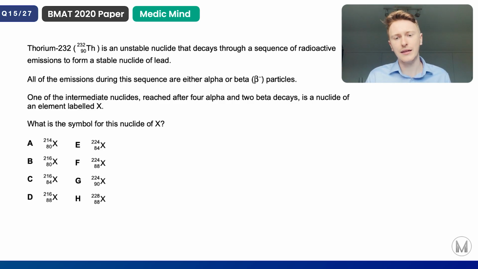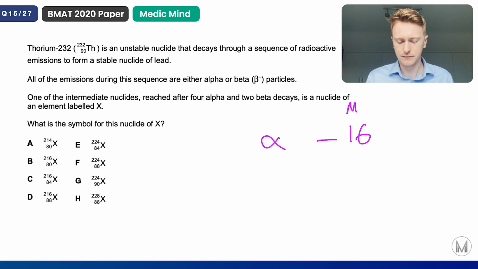So if we start to weigh things up, we've got 4 alpha and 2 beta decays. The 4 alpha decays, each with 2 protons and 2 neutrons, will reduce our overall mass number by 16. That is 2 times 2 times 4. Minus 16 to the mass number. Our beta decays, however, are not going to change the mass number because a neutron is simply changing to a proton. It doesn't affect the overall mass.